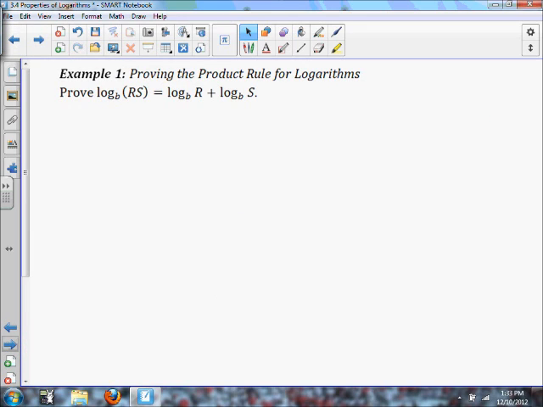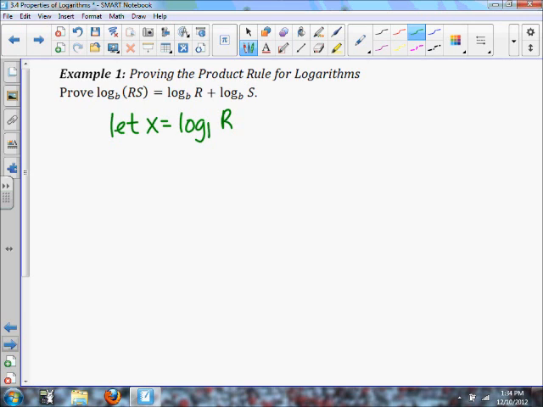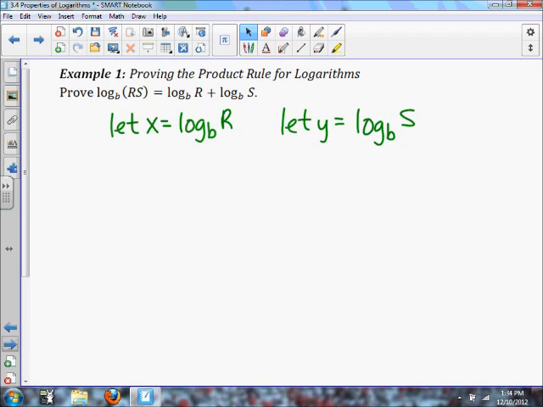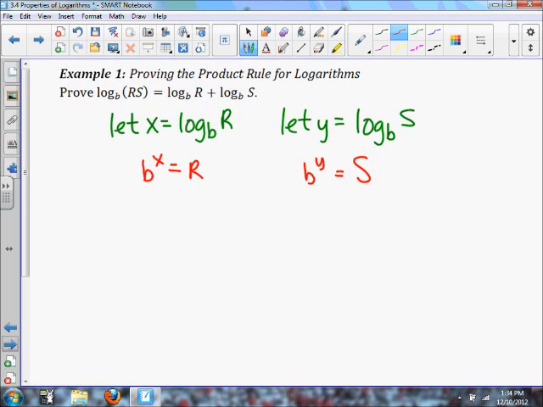Now, in example 1, we need to prove the product rule for logarithms. Okay, so the first thing I'm going to do here, I'm going to let x equal log of r to the base b, and we're going to let y equal log of s to the base b. That means then that b to the x power is equal to r, and b to the y power is equal to s.